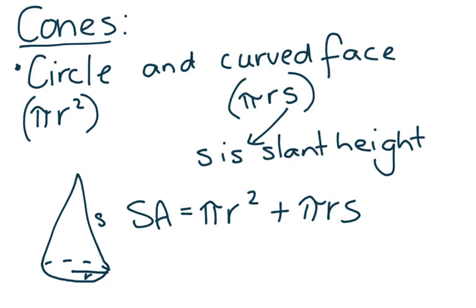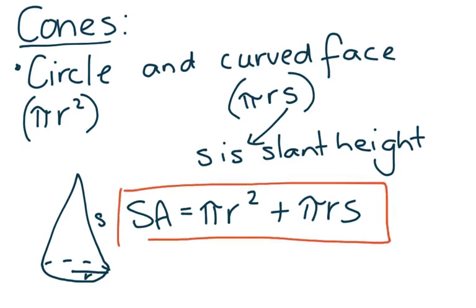Now, we actually do pi times the radius times the slant height, and it's important that you use the slant height, and that slant height is not the perpendicular height. So it's not the height from the point of the pyramid to the middle of the base, it's the slant height, which is the edge of the cone. So we end up with our formula here, pi r squared plus pi rs, pi rs being that curved surface and pi r squared being the circle at the bottom.